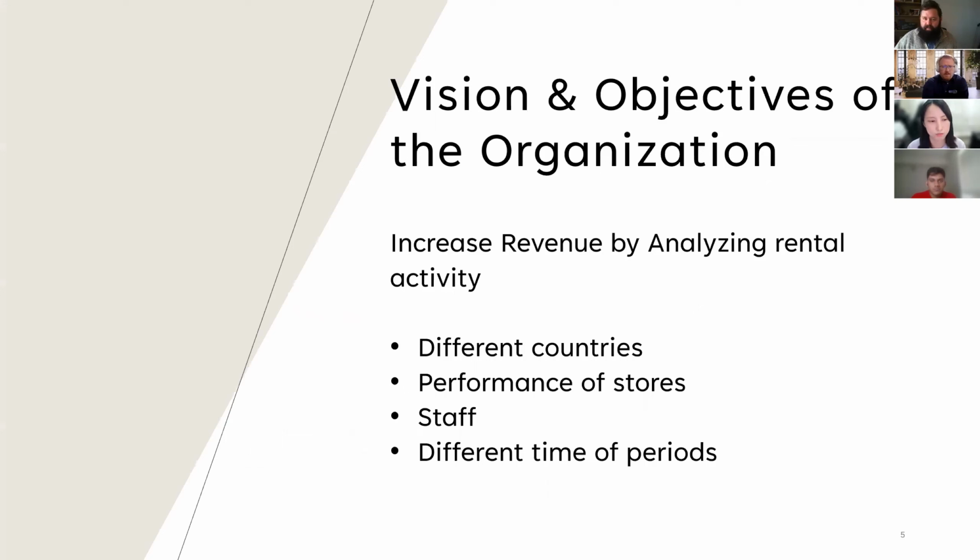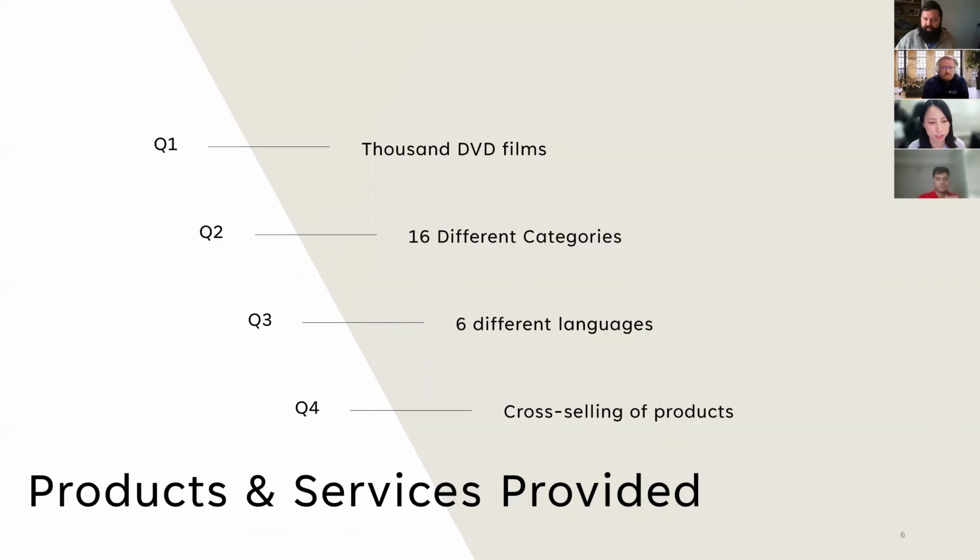Next. The vision of the business is to be a one-stop solution for all sorts of films in different categories that can appeal to all customers. The primary objective of the company is to increase revenue by analyzing rental activities in different countries, and the performance of stores and staff at different periods of time in a calendar year. This will help the company identify trends and patterns.